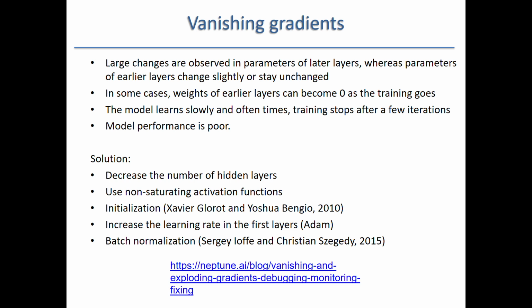Another solution is to use batch normalization. We will see more solutions later. For instance, skip connections are also one of the solutions. Batch normalization has been found to help this problem of vanishing gradients.